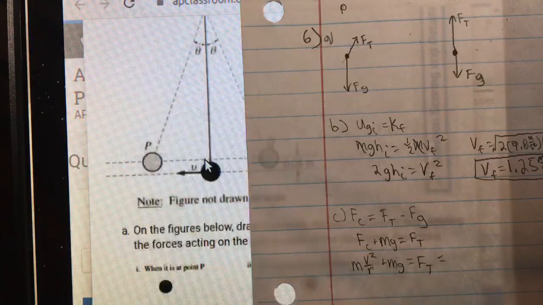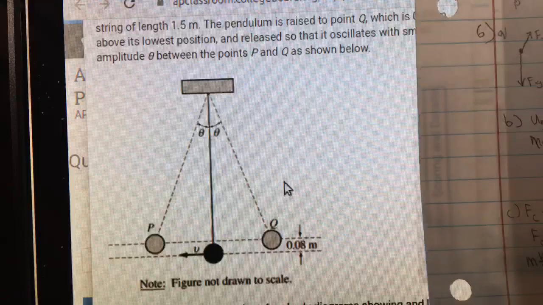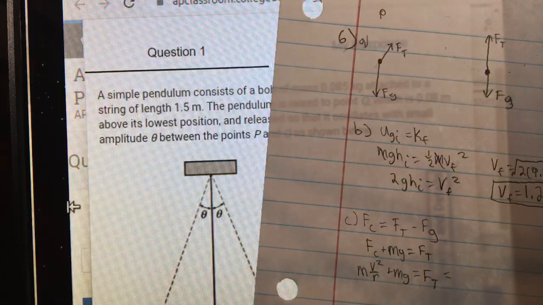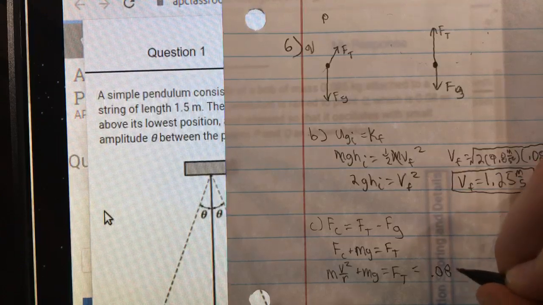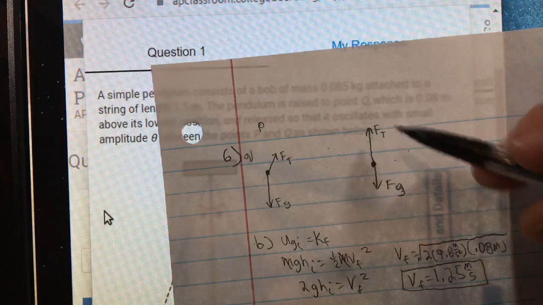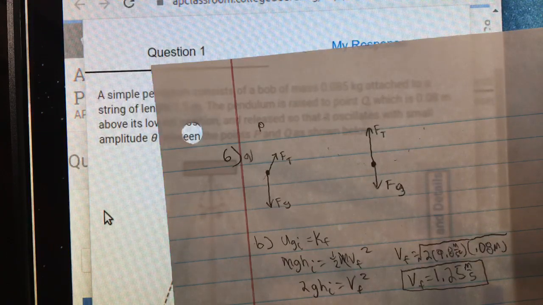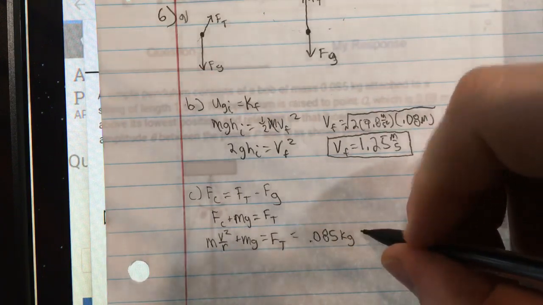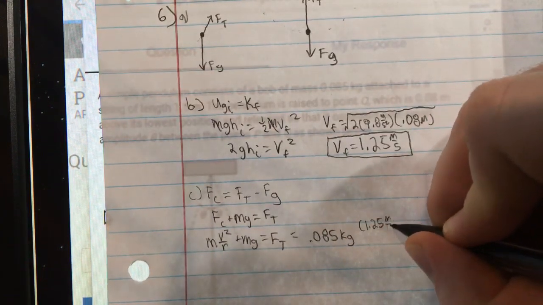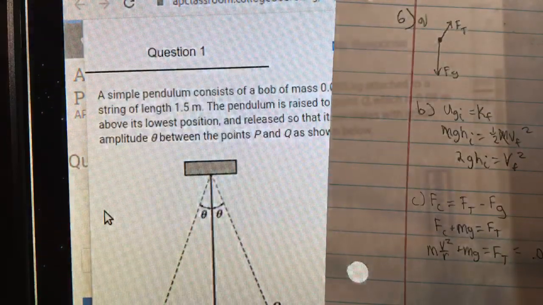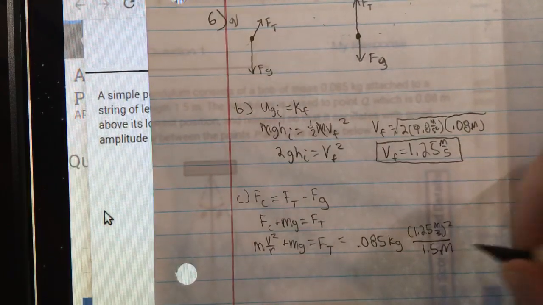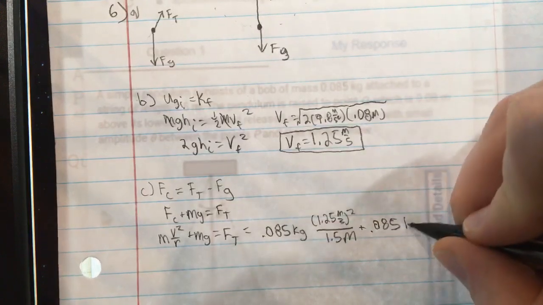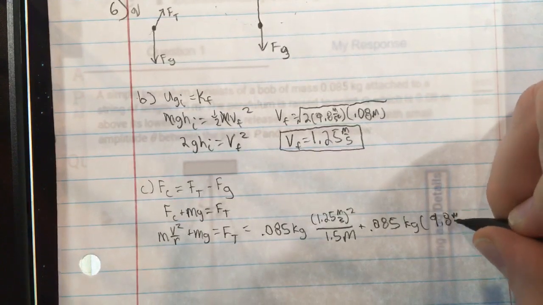I literally just used it, didn't I? 0.085 kilograms. We cannot just use weight is equal to tension because these are not equal. So the tension doesn't equal the weight. So 0.085 kilograms times we're moving at a speed of 1.25 meters per second all squared, divided by the string length, which is 1.5 meters. All right, plus 0.085 kilograms times 9.8 meters per second squared.